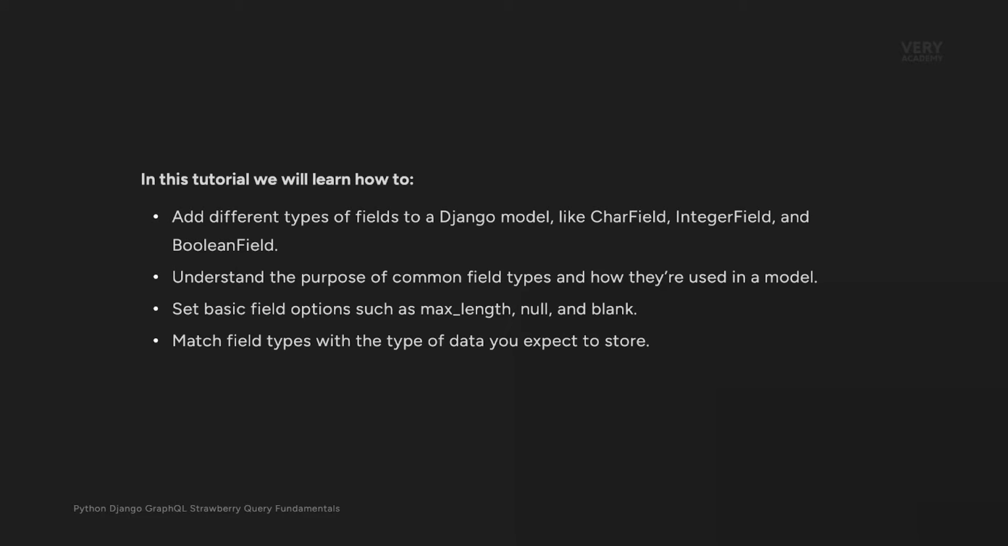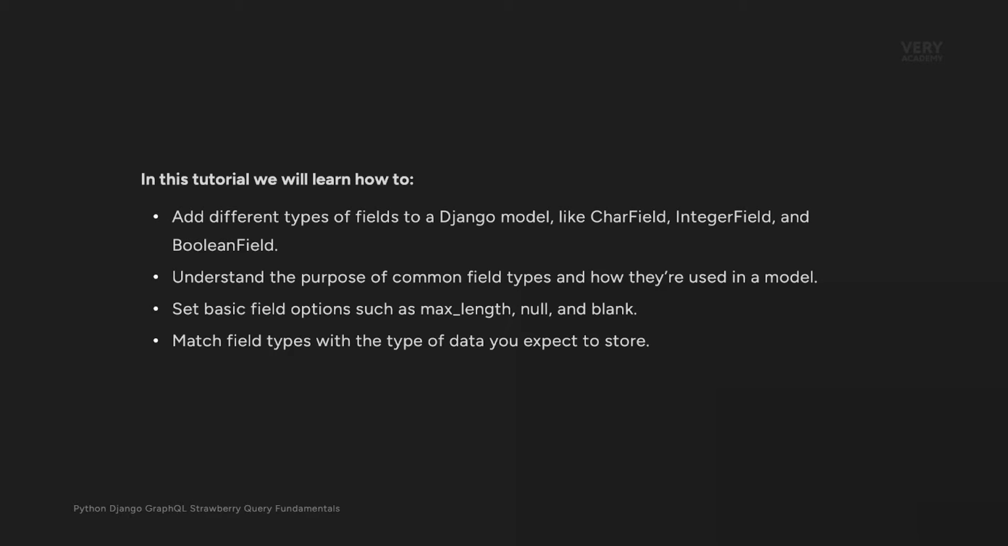In this tutorial, we'll focus on how to define fields inside of a Django model and how to choose the right data type for those fields. Each field in a Django model represents a column in the database table, and the data type you choose helps define what kind of values that column can store, whether that be text, numbers, dates, or booleans.